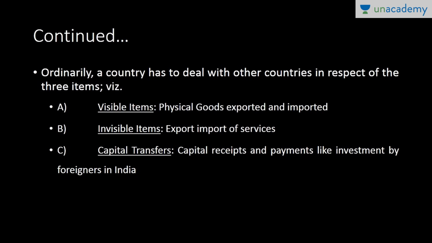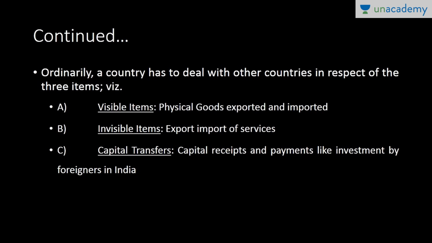Then come invisible items, like export and import of various types of services, workers' remittances, and insurance services. And the last but definitely not the least item is capital transfer. These are capital receipts and payments, like investment by foreigners in India and payments made by Indians to foreign countries. This type of transfer is known as capital transfer.